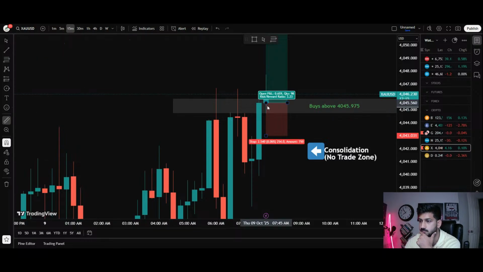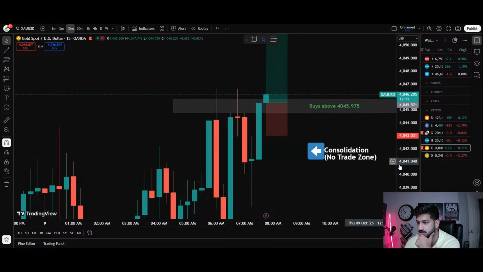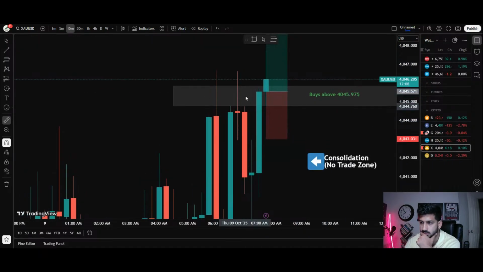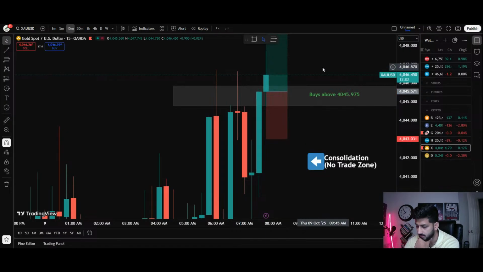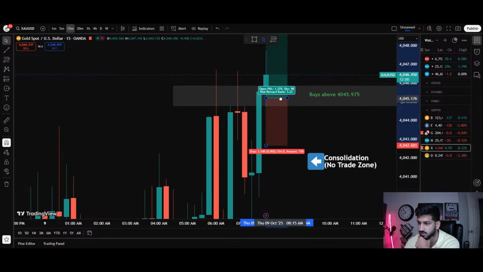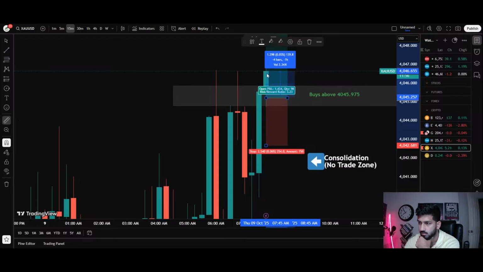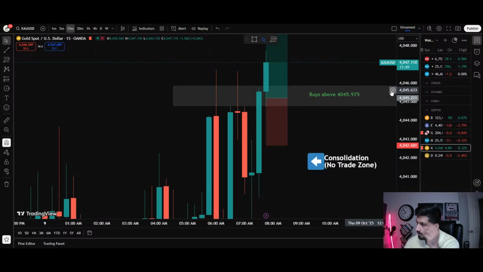This is crazy volume because this right here was 10 pips. I'm already in profit, 10 pips. Okay, so my entry was like right here.